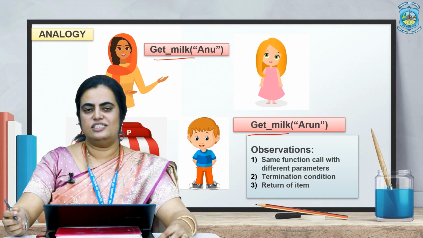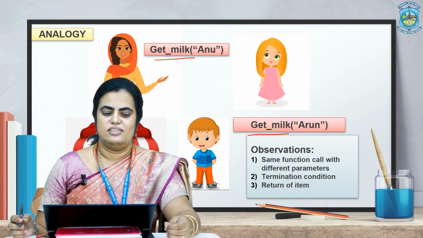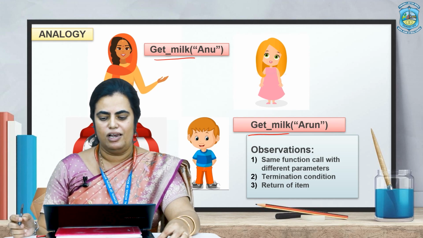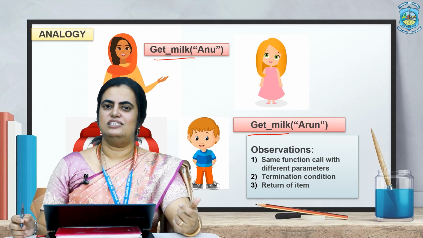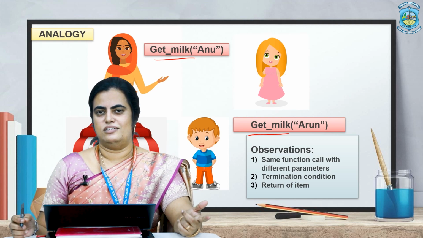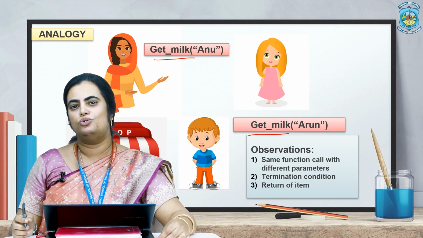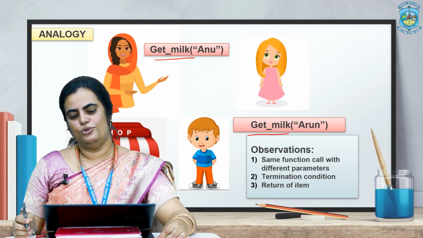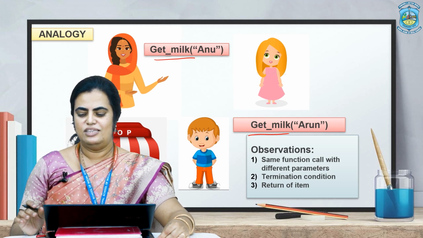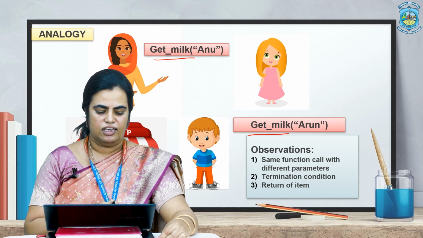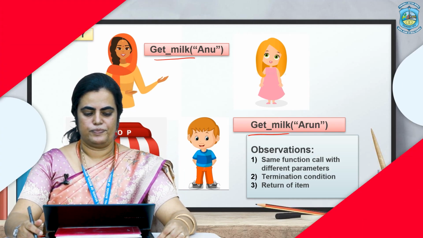The third observation is that there is going to be a return of item. The return of item in this analogy being the packets of milk. So when Arun gets the packets of milk from the shop, whom does he return to? He doesn't return it to mother because he doesn't know that mother is the one who has asked Anu to get the milk. So he would return it to Anu and finally Anu would return the milk packets to her mother. So with this analogy, I want to make the recursion process explainable in terms of programming.